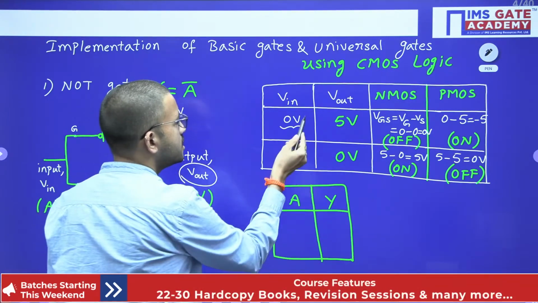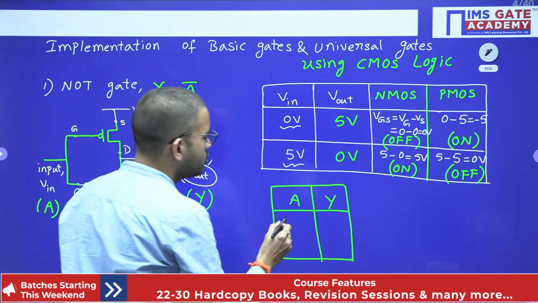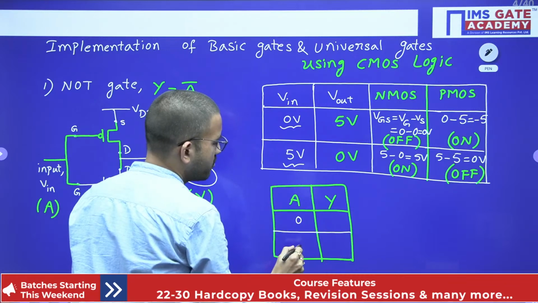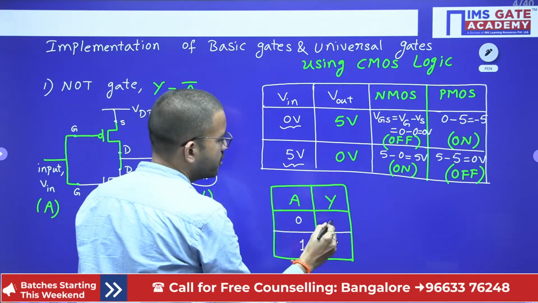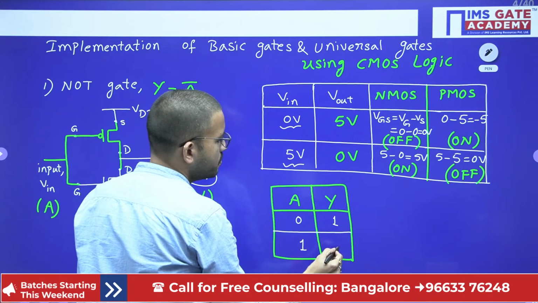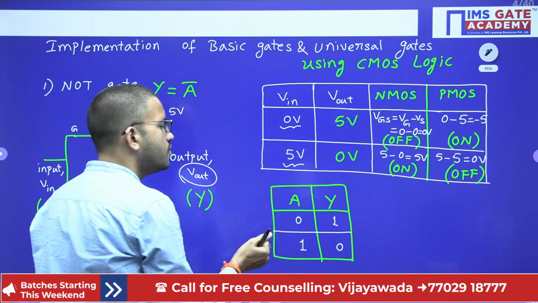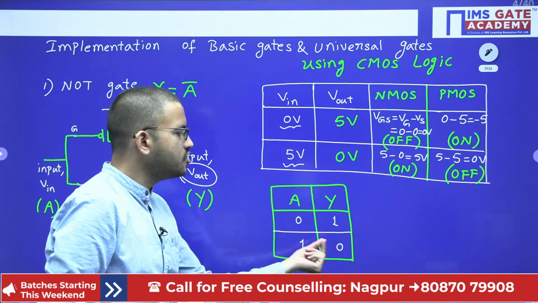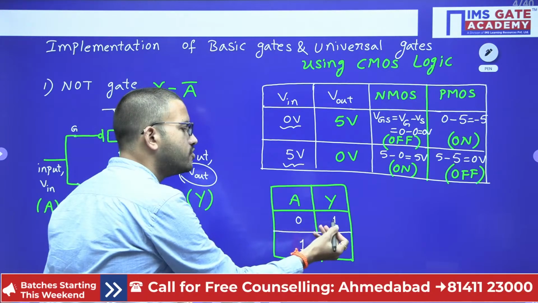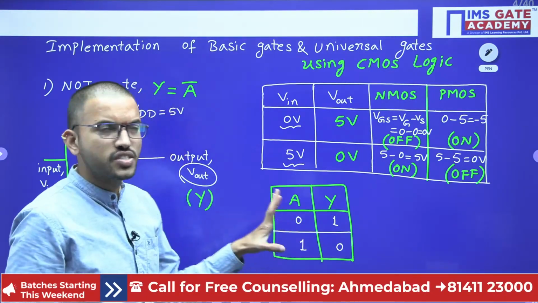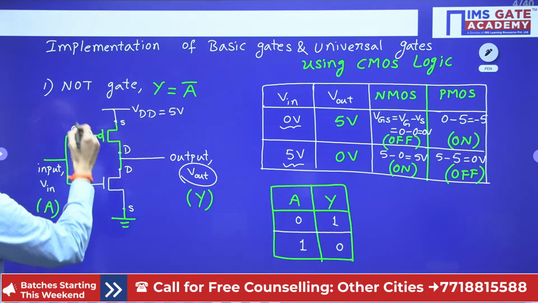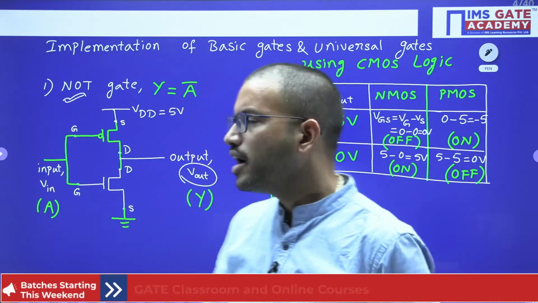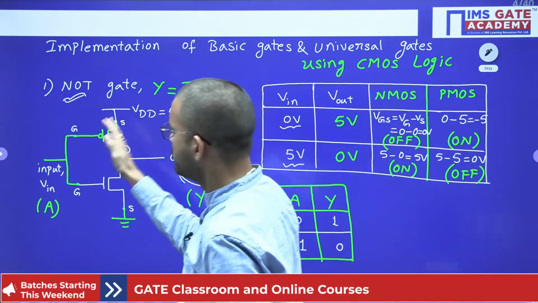Now in this case, in general, we'll consider 0 volt as bit value 0, and 5 volt as bit value 1. Similarly, here you are getting 5 volt, that means bit value 1, 0 volt means 0. So if you are giving input as 0, you are getting output as 1, or if you are giving input as 1, you are getting output as 0. Complement of 0 is 1, complement of 1 is 0. So that means this particular circuit is behaving as NOT gate or inverter. I hope it is clear regarding the functionality of CMOS transistor.